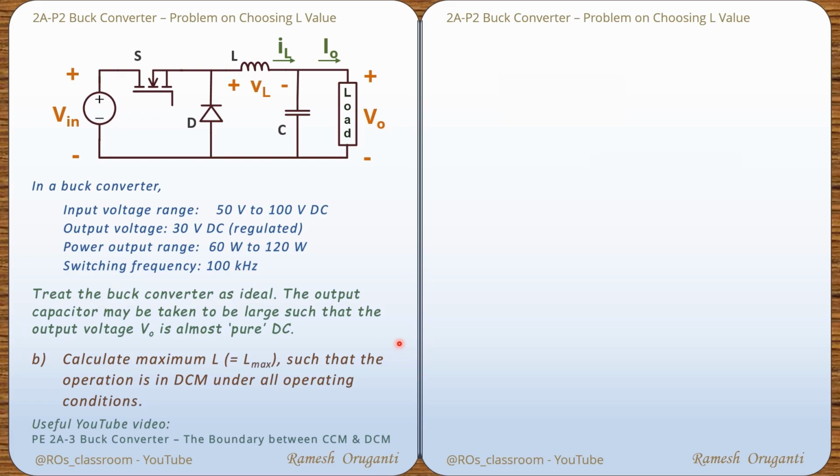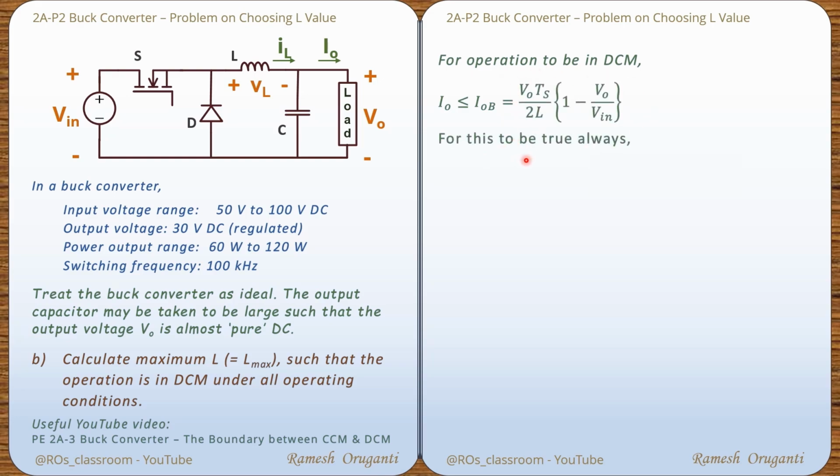Here, I naught has to be less than I naught B under all conditions. So what that implies is the maximum I naught should be less than the minimum I naught B. I naught maximum should be less than or equal to I naught B minimum. When it is equal, we will be operating on the boundary.